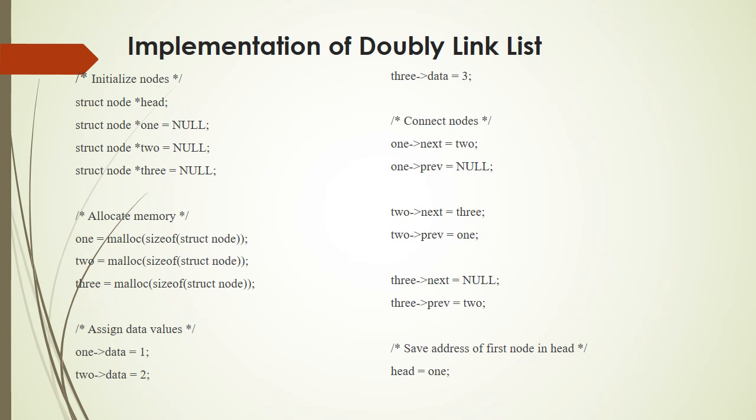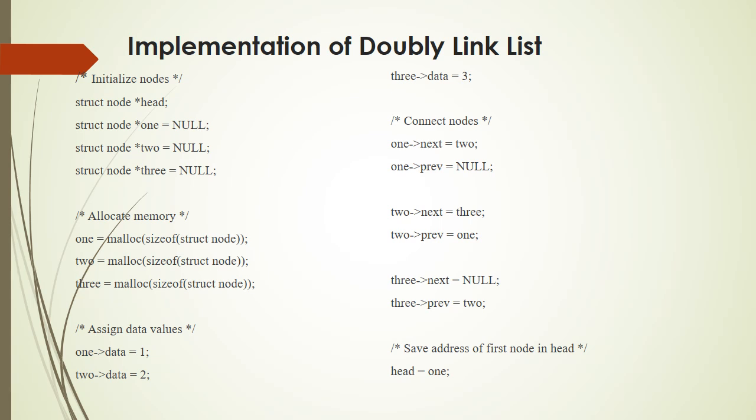After initializing the node, the next step is to allocate memory for each node using the malloc function. We use malloc to dynamically allocate memory for each node. This is necessary because the size of the linked list can change during runtime. We already know that in a singly linked list, we are also doing the same memory allocation by using malloc functions.